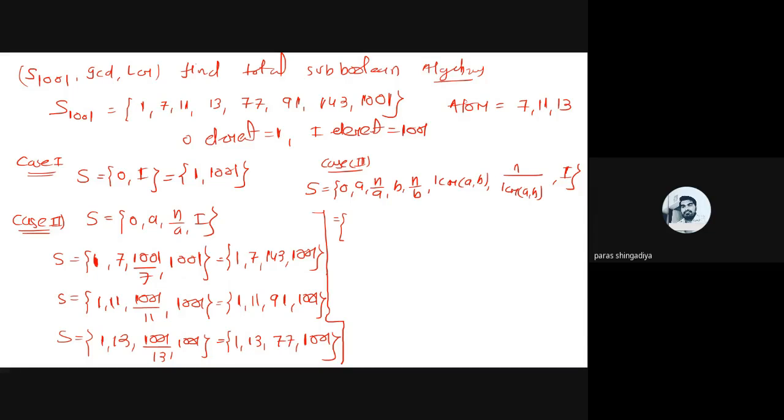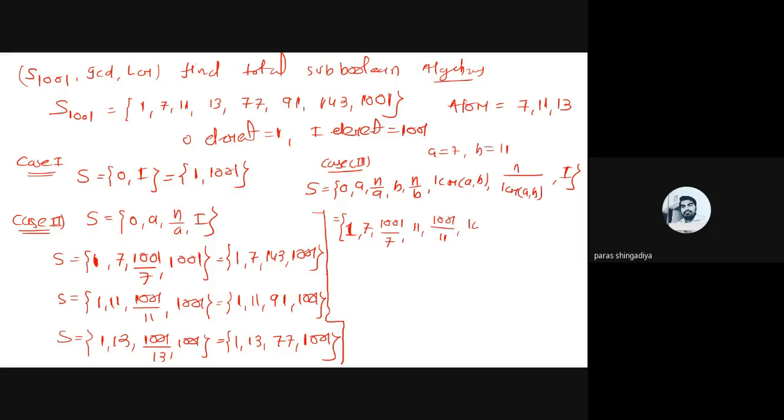You can consider any value as A and B from the atoms: 7 and 11, 7 and 13, 11 and 13. Use any one, you will get the same answer in each case. So the 0 element is equal to 1, and let us use A is equal to 7 and B is equal to 11. Okay, so 7, then 1001 divided by 7, B is 11, it is 1001 by 11.